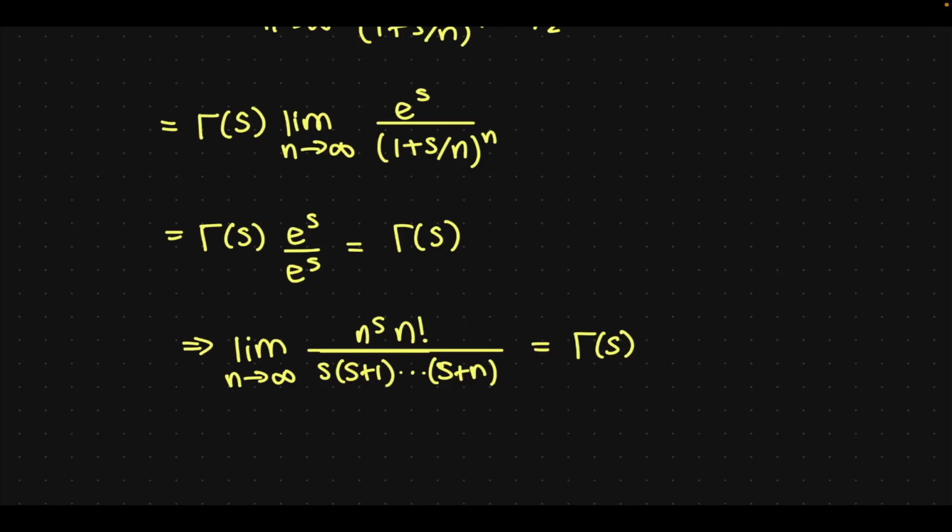Anyways, I just wanted to make a video about the Stirling's formula for a long time, because we're gonna need it for something known as the Gauss multiplication formula of the gamma function, which I tried to do on my own. It was hard, but anyways, that's it for this video, guys.